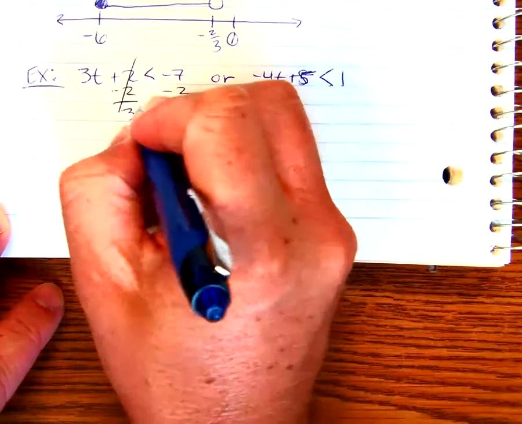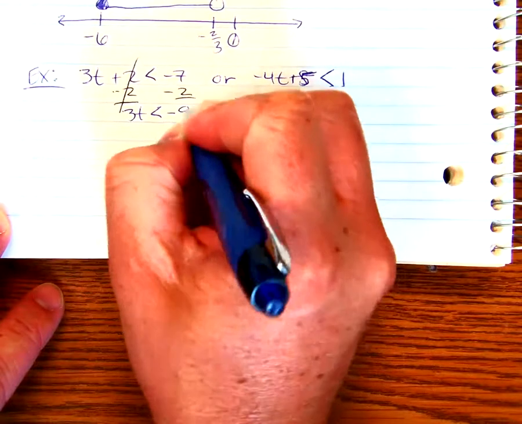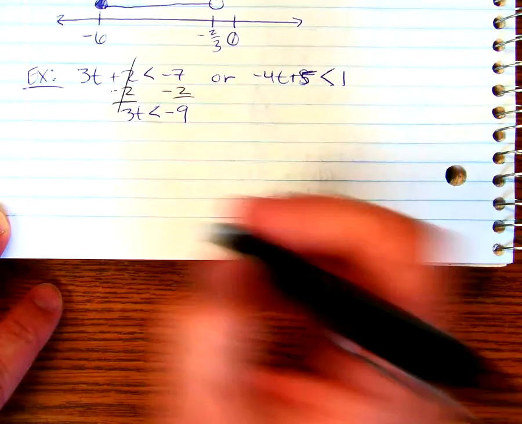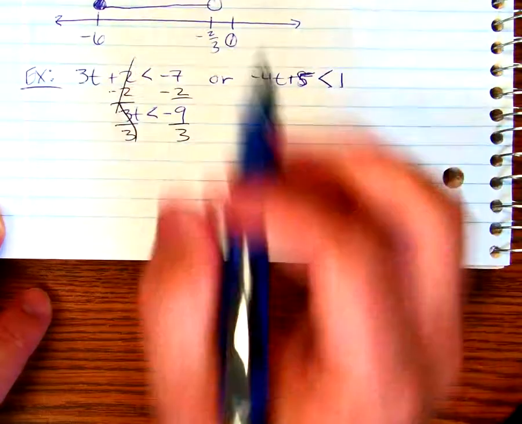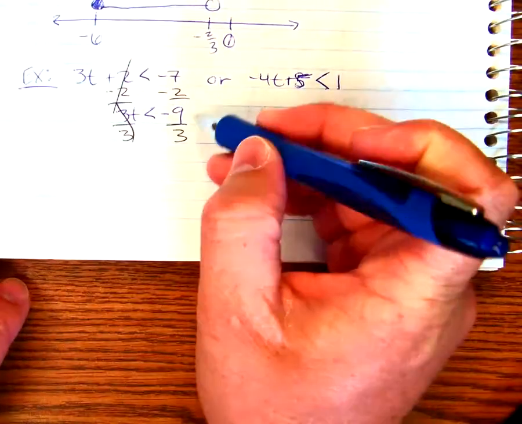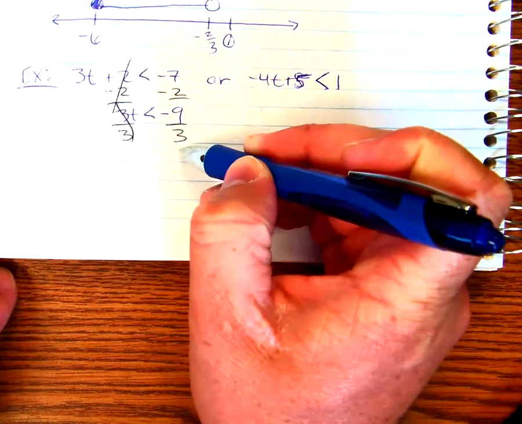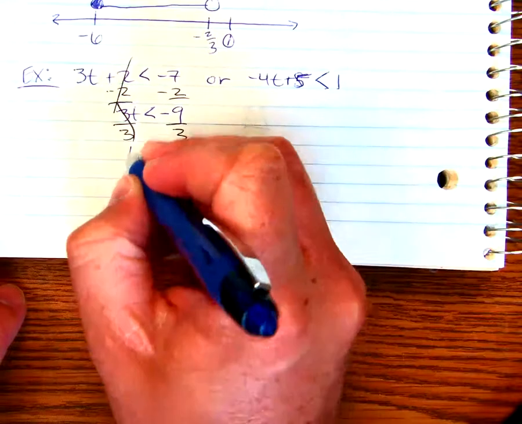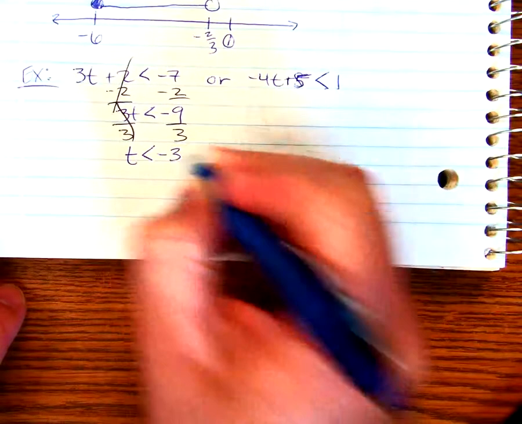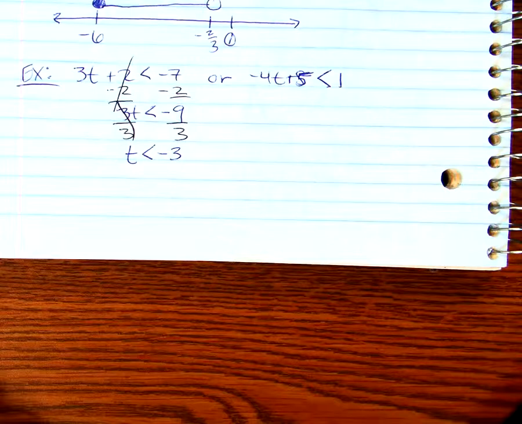So we get 3t is less than negative 9. We would then divide by 3. Now please pay close attention to this. I had a negative 9, but I'm dividing by a positive 3. I don't care that the 9 was negative. I'm dividing by a positive 3, so t is less than negative 3. I don't flip that symbol.